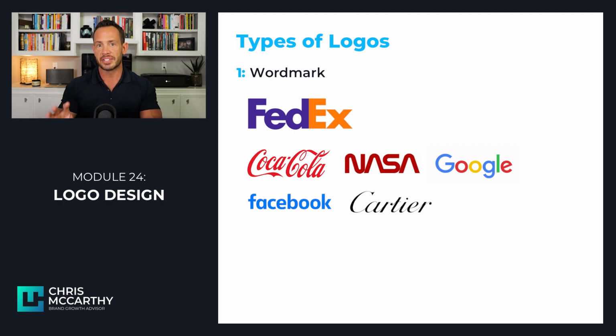Just because this type of logo is a simple representation of the brand doesn't mean you can't be creative with it. Use contrasting colors and add subtle graphic elements within the text. For example, whether you've noticed it before or not, the FedEx wordmark includes an arrow in the white space between the E and the X, implying forward motion. Other examples of wordmark logos are Coca-Cola, NASA, Facebook, IBM, Cartier, and Google.